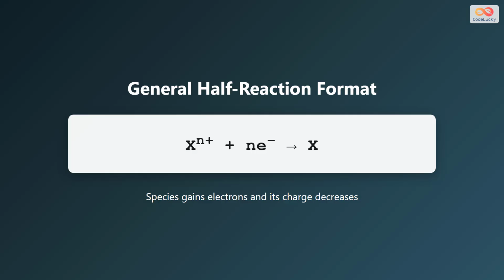Now let's look at the general format for writing a reduction half-reaction. The standard form is X^n+ + n e^- yields X. X represents any chemical species, n+ is its initial positive charge, and n electrons are gained. Notice that electrons always appear on the left side of the equation as reactants. After gaining electrons, the species ends up with a lower charge or becomes neutral. This format applies to all reduction half-reactions, making it easy to identify them.